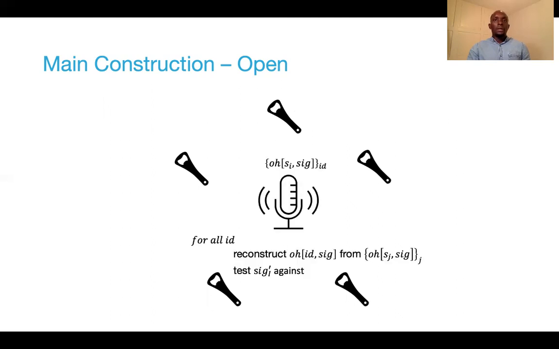Now for all the user identities, each opener broadcasts to all the other openers the opening handles tied to the signature being opened. With T_O plus one handles for the same user identity, each opener can reconstruct a handle tied to the full user secret key and then test the randomized part of the group signature against the full handle.